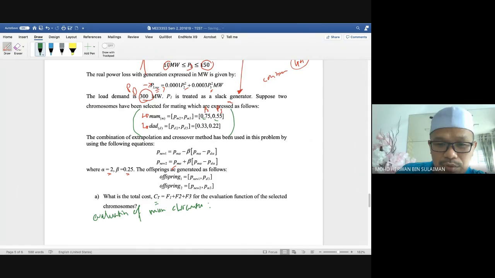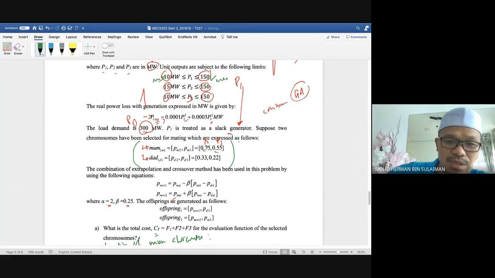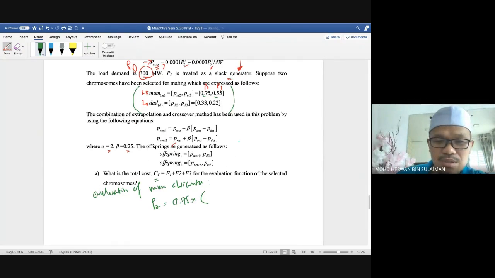Okay, so we know our mom is, this is P2, this is P3, right? So we need to find the P2 value. What is your P2? P2 equals 0.75 times the generator 1 limit, this one is max, this one is min. So the equation is times max, the offset plus minimum, right? So the offset is 150 maximum minus minimum is 15 plus minimum 15. So how much do you get?